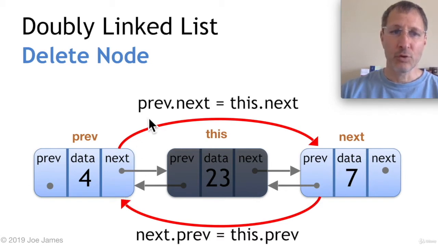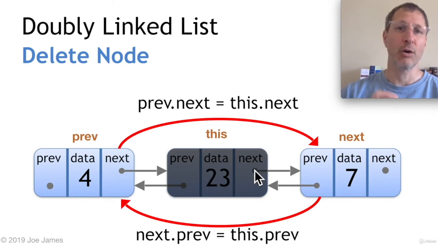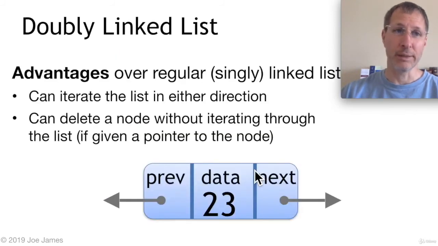So we basically do 2 adjustments here. Prev.next equals this.next, and next.prev equals this.prev. So those are the 2 changes that we do to cut this node out of the list. And you see, once we get these red arrows in place, once we fix these 2 pointers, we've effectively cut node 23 out of our linked list. We've deleted it. So that's how the delete operation works in a doubly linked list.